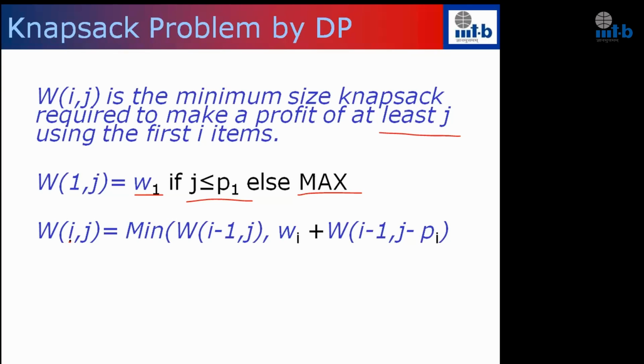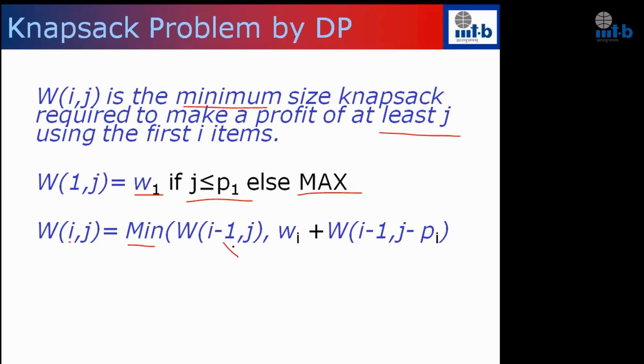So what is the best? When I take two options, what is it that I'm keeping track of? I'm keeping track of the minimum size of the knapsack that is required. Because the problem is written as the minimum size knapsack that is required, I will take the min of these two options.